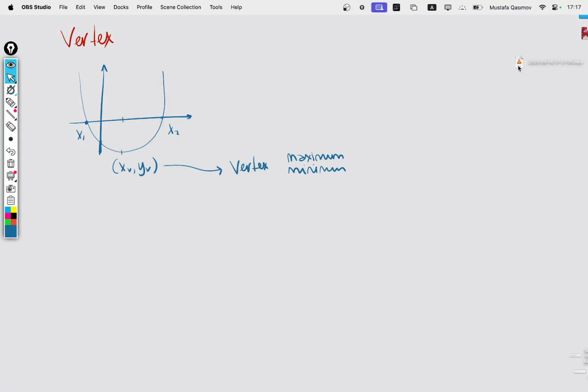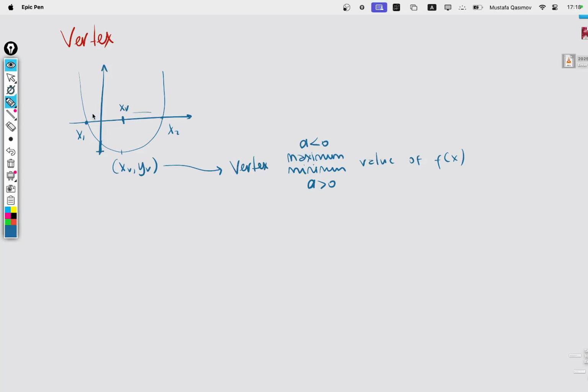Okay, now we are looking at the vertex. Vertex is, in short, the maximum or minimum value of a function. It can be maximum, it can be minimum. When it is maximum, it must be like that: A must be less than 0. For minimum, A must be greater than 0. So for this one, it is minimum. You can see that this is x vertex and this is y vertex.